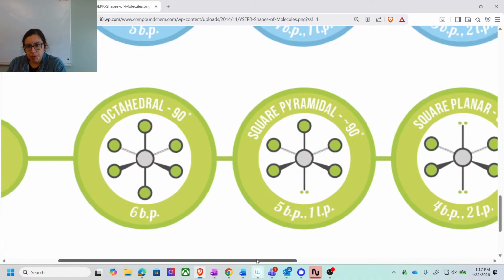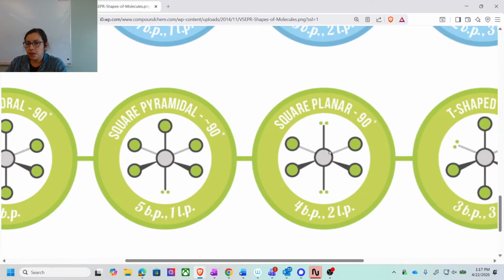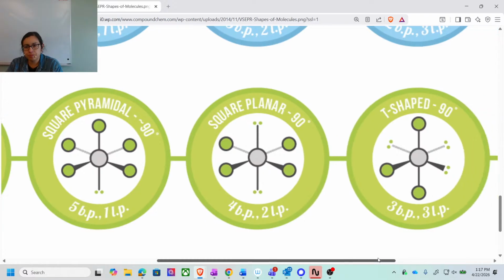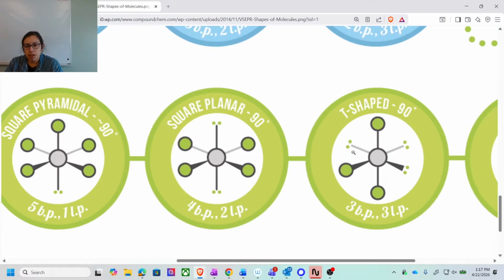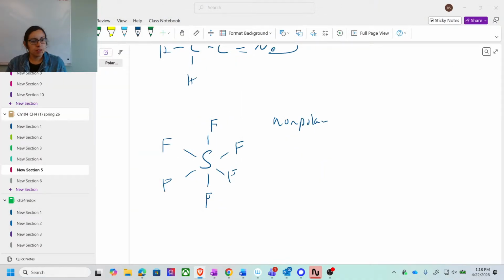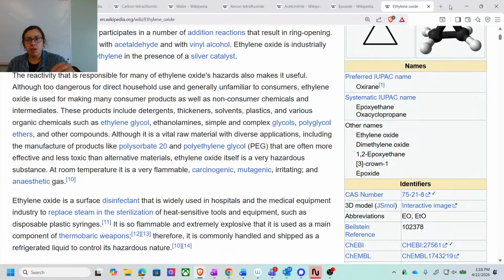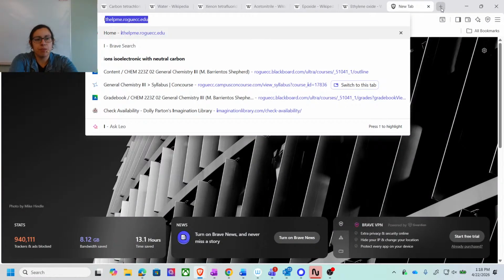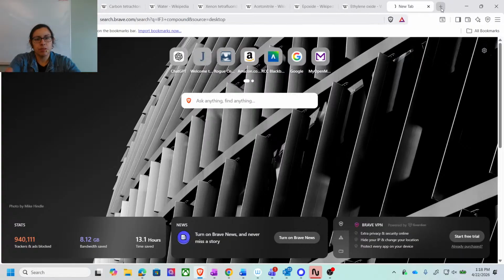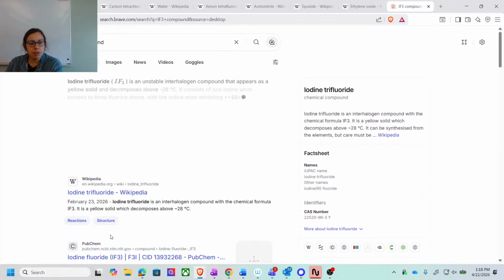So I would expect our square pyramidal complexes would probably be polar. Like we mentioned, the square planar gets weird because those might cancel each other out like we saw. And then T-shaped I'd probably expect to be polar. Can look up some examples. Let's see if we can find a measured value. I think IF3 is more accessible.